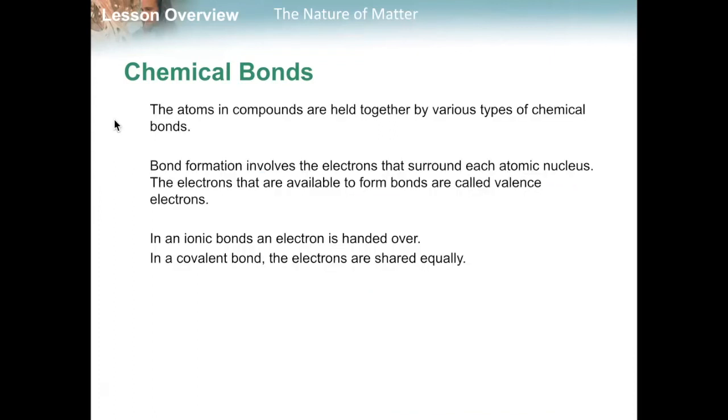The atoms in compounds are held together by various types of chemical bonds. Bond formation involves electrons that surround each atomic nucleus. The electrons that are available to form bonds are called valence electrons. In ionic bonds, an electron is handed over. In covalent bonds, the electrons are shared equally.